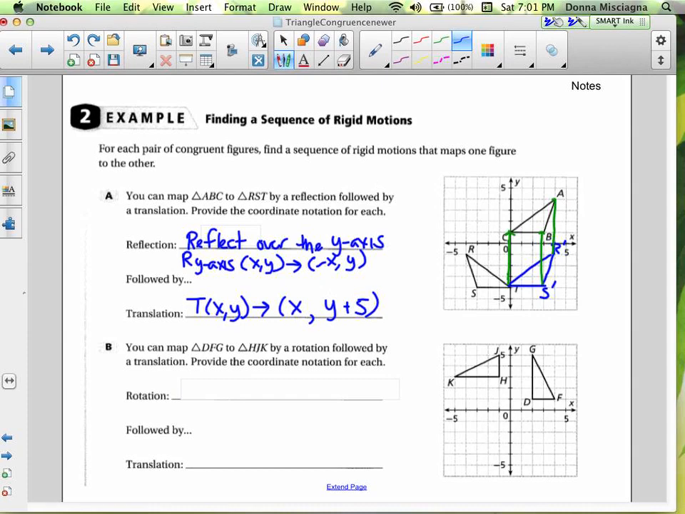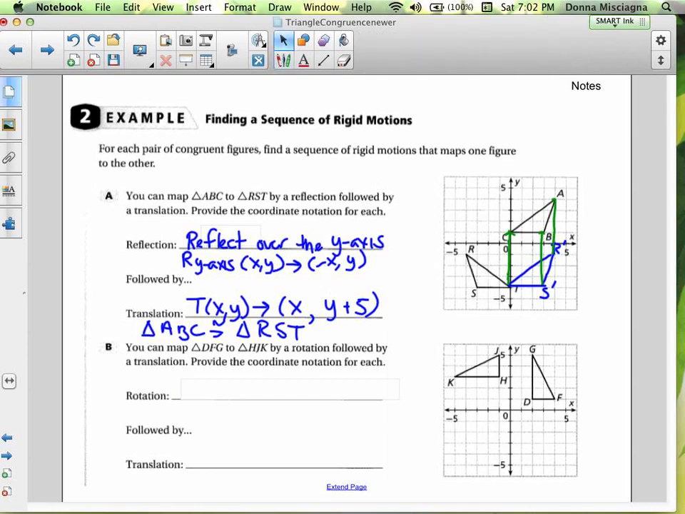All right, and so now let's look at the last one here. Actually, let's also write in one other thing right underneath it. Because there is a sequence of transformations that maps one figure to the other, we can say that triangle ABC is congruent to triangle RST. That's that in our congruent statement.